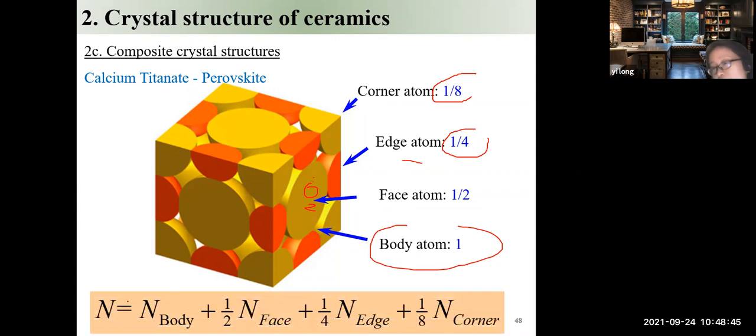So now, how can we determine the number of all the atoms in 1 unit? If you have 1 atom in the body, you just multiply 1 times the number of body atoms. But if it's face, you have to multiply by 1/2, because any atom at the face has to be shared with another neighbor. If we stay at the edge, you have to share with 3 other neighbors, which means you only have 1 out of 4. If you stay at the corner, it's 1 out of 8. That's the principle behind this.